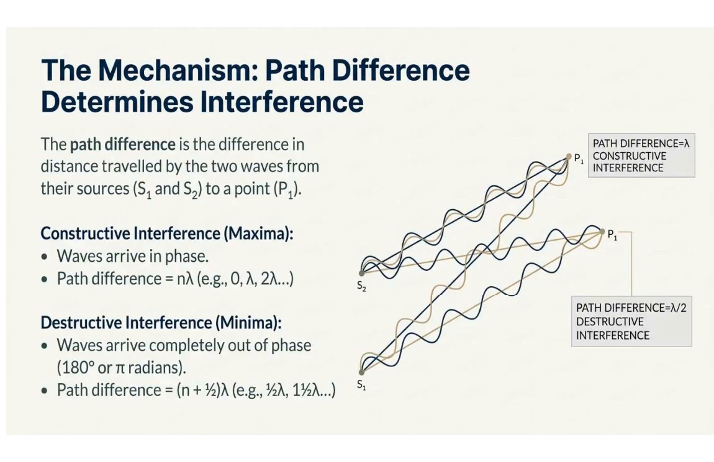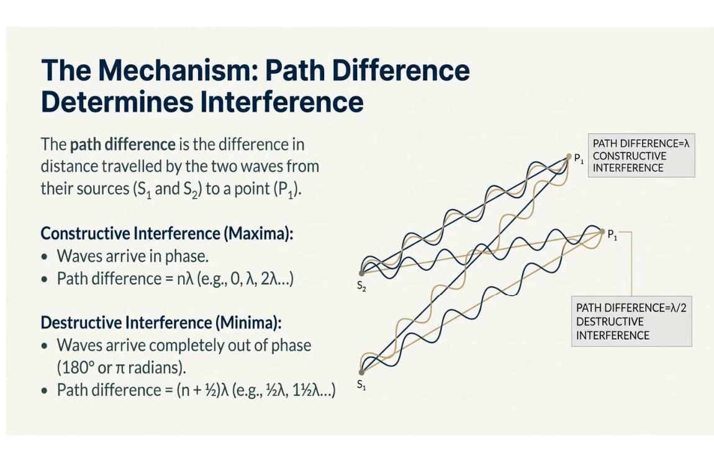The path difference is the key factor that determines the type of interference we observe when two waves meet. It's simply the difference in distance traveled by the waves from their sources to a specific point. When this path difference is a whole number multiple of the wavelength, the waves arrive in phase, resulting in constructive interference, where their amplitudes add up and create a maximum effect.